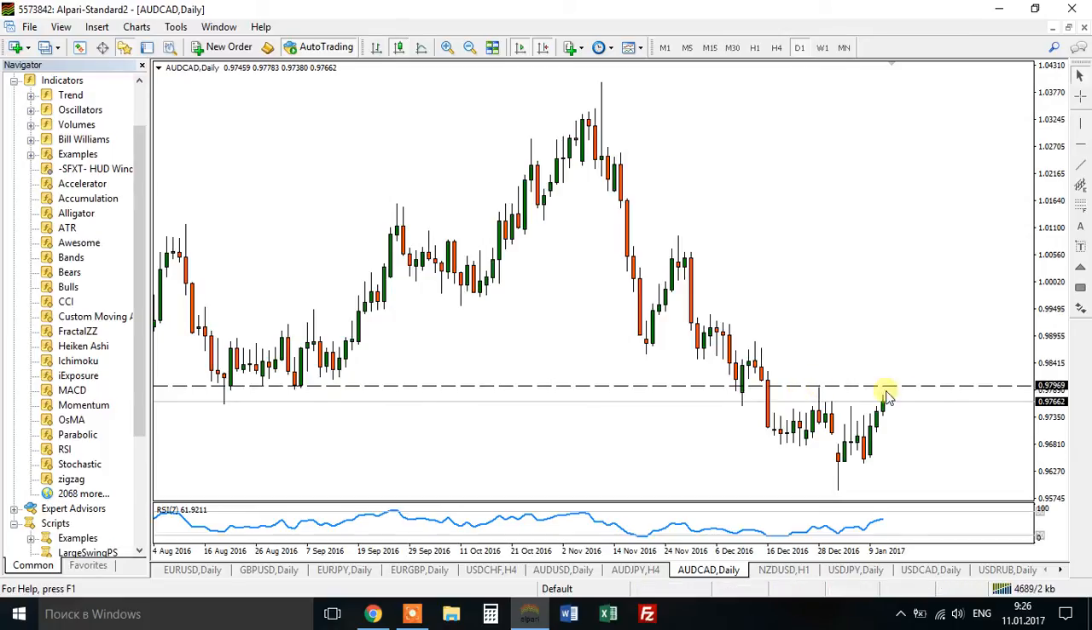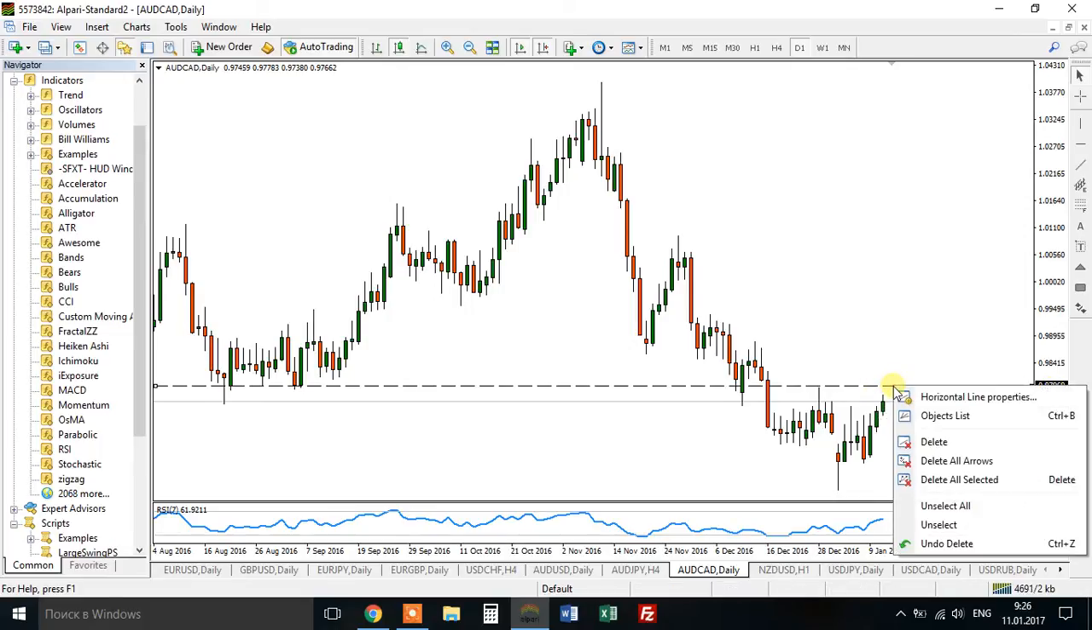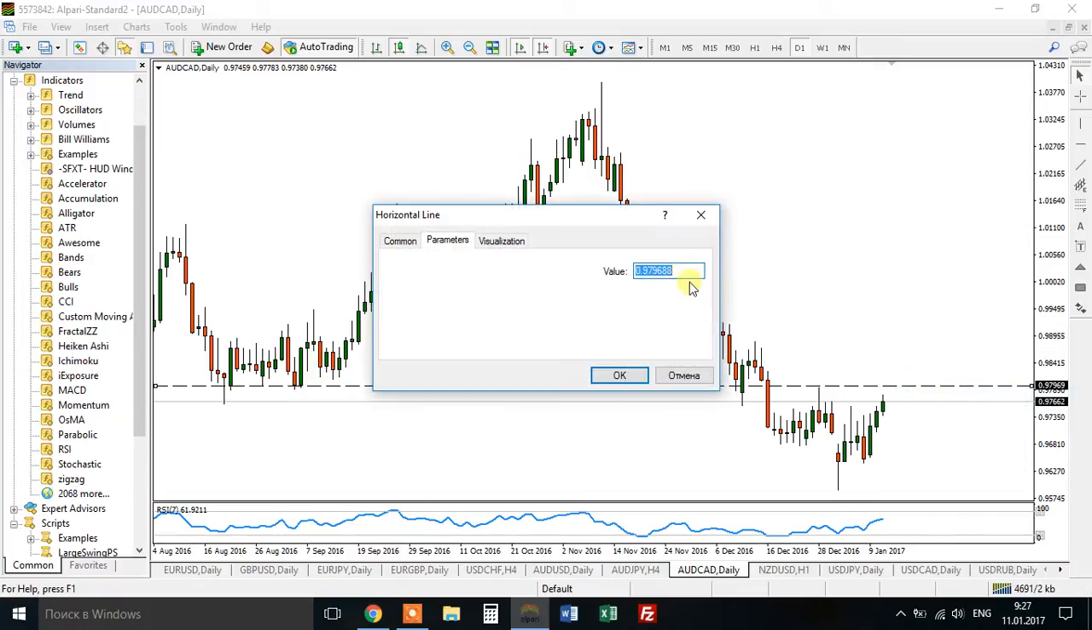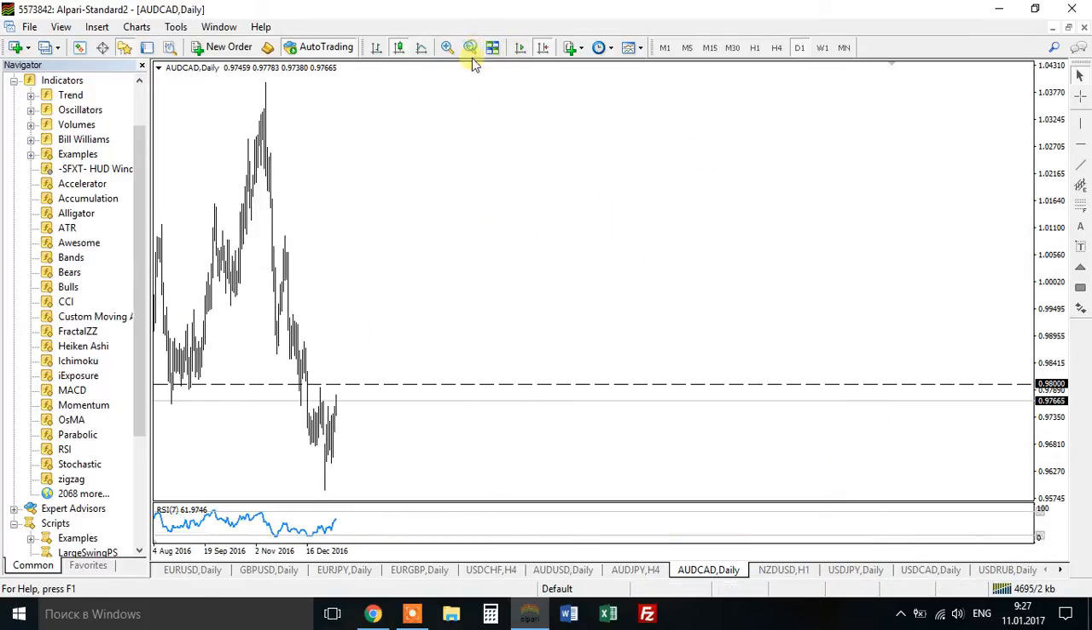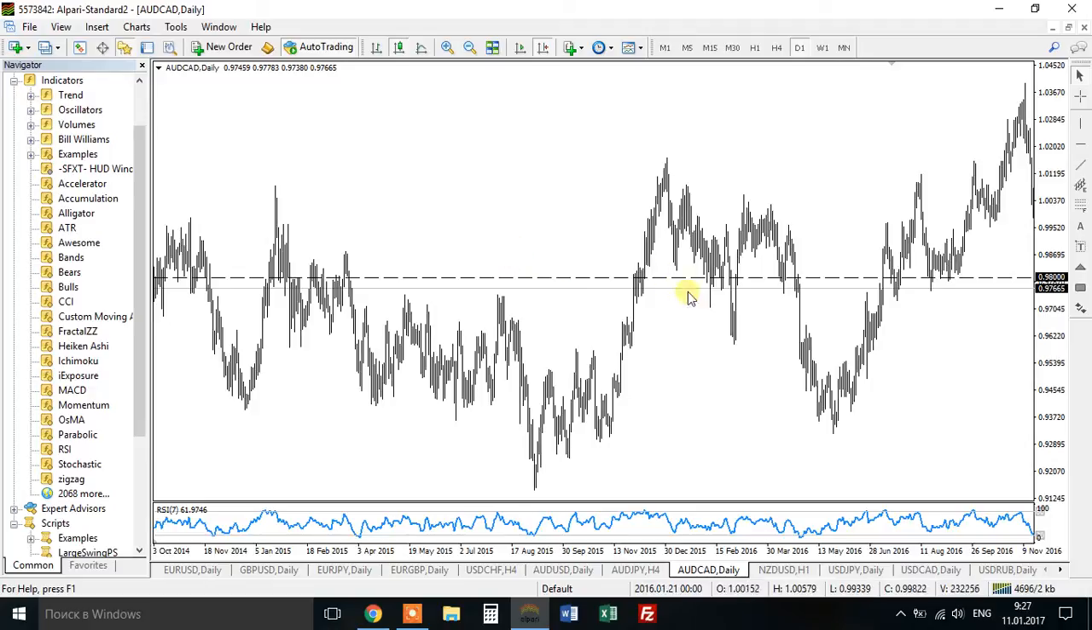And as you can see here, 97, 96, so it is very close to a round number of 98. So this is the first thing you should pay attention to. Round numbers, the market respects those round numbers. If I zoom it out a bit, you will see what I'm talking about.